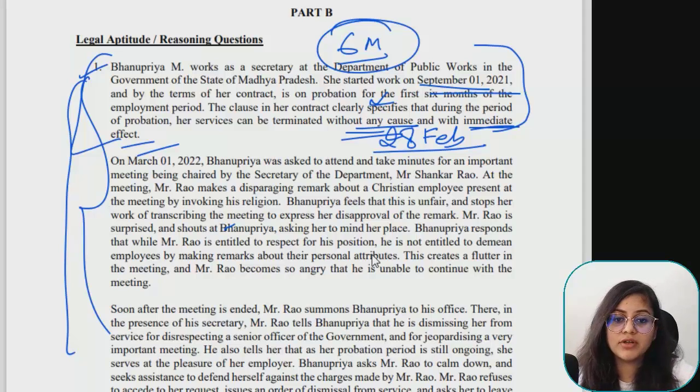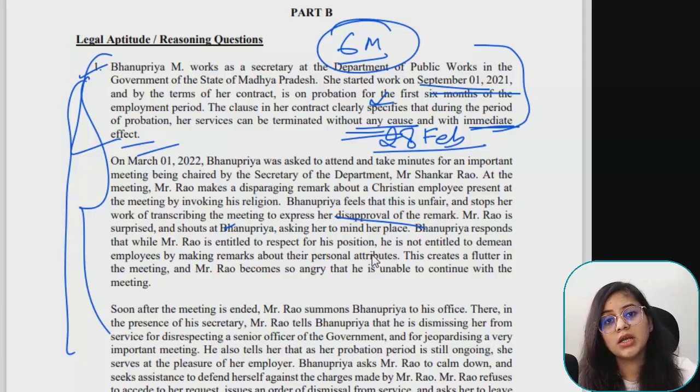What happens thereafter is that on March 1, she's attending a meeting and she's been asked to take minutes of the meeting. During the meeting, one of the officers makes certain remarks against another employee who's a Christian. Mr. Rao does that, and Bhanupriya feels that this is unfair, and in order to show her disapproval against that senior, she stops writing the minutes of the meeting, and Mr. Rao gets angry. He shouts at her that how can she do such a thing.